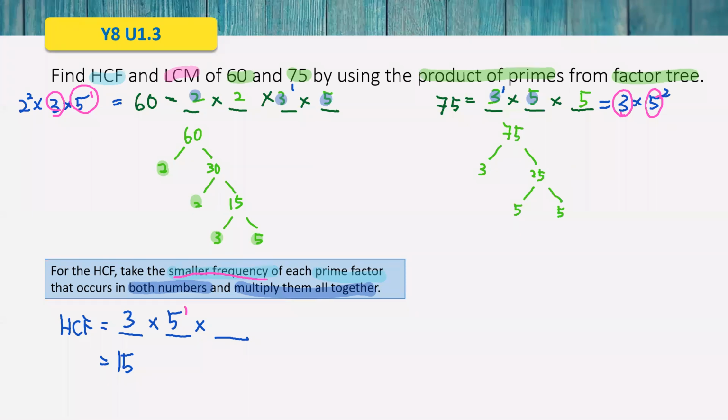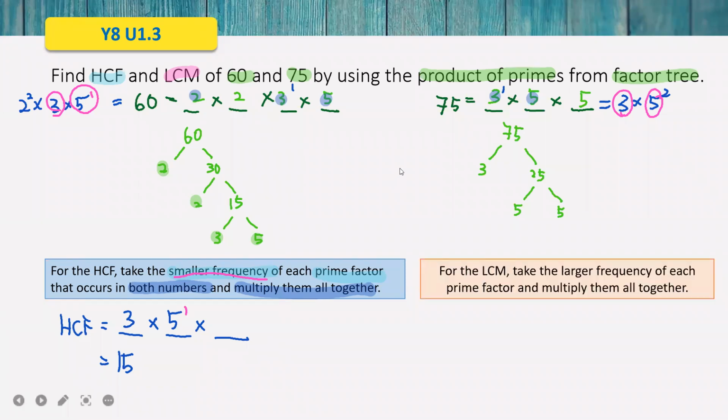Okay, done with HCF. Next, let's look at LCM, lowest common multiple. So multiple means it's a number that's bigger than 60 and 75. So the trick here is I'm going to look for LCM. Again, I can take the prime factors and multiply together, but there are some rules here. It means I take the larger frequency of each prime factor and multiply it together. So I don't check whether it exists in 60 or 75. I simply take all numbers in.